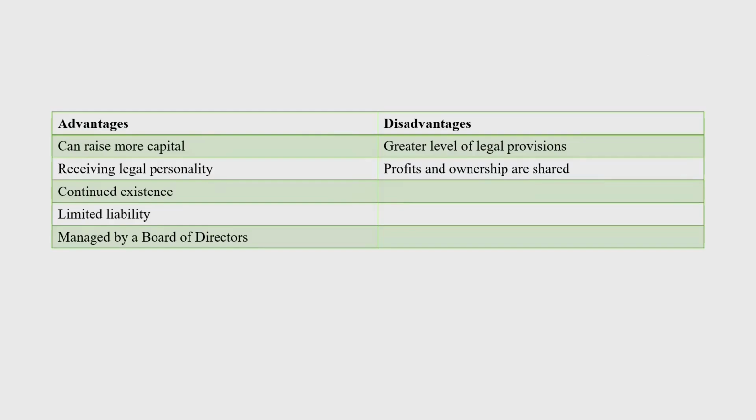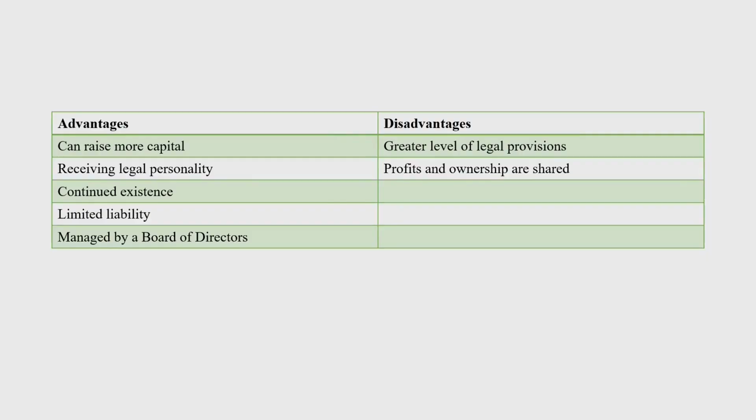Now let's discuss the advantages and disadvantages of companies. The advantages: can raise more capital than other businesses, considered as a separate legal entity. Owners can use the company name for agreements. No need to use owners' personal names. Limited liability. Owners don't need to sacrifice their personal wealth to pay off debts. Perpetual existence. The death, insolvency, or departure of a shareholder doesn't affect the existence of a company.